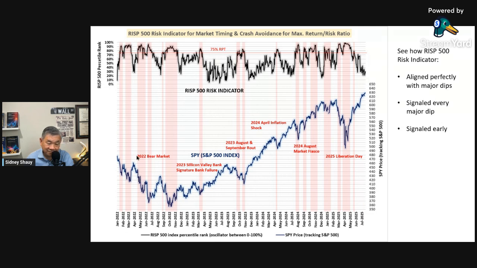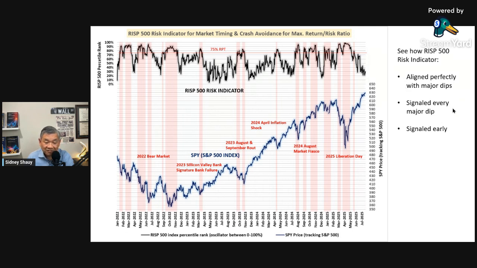And you can look at every major dip, every major dip, we got the RISP 500 indicating time to go off, like this one, for example, right? I'm just showing this graphically, but we have all the data, day by day. All right, and as you can see, all the major dips, the 2025 Liberation Day, right? We sold here and then we bought back here, right? We sold here, we bought back here. We sold here, we bought back here, right? Okay, so it's aligned perfectly with all the major dips.